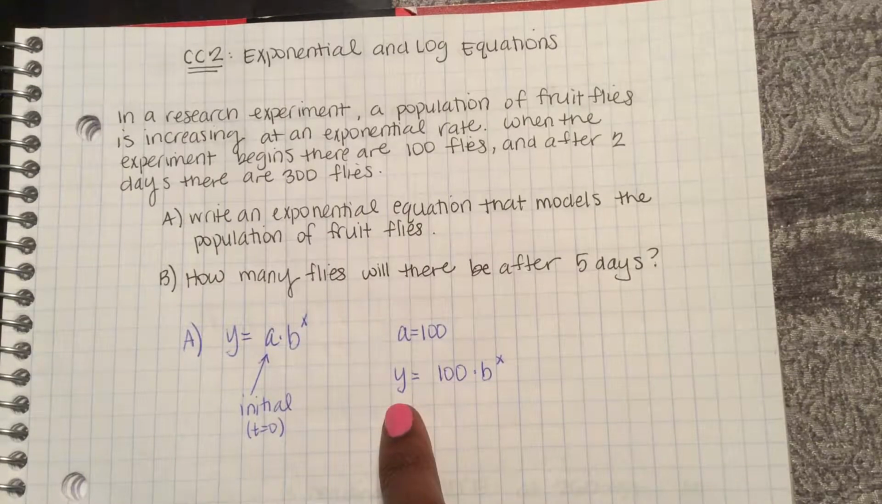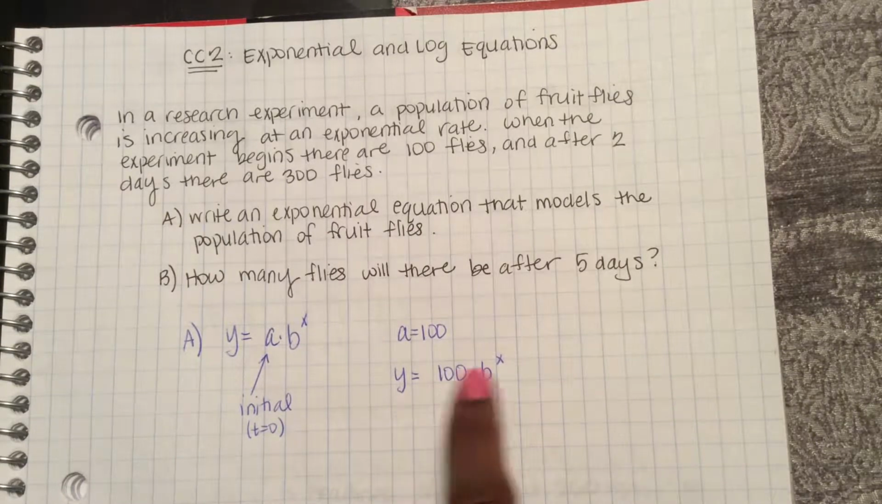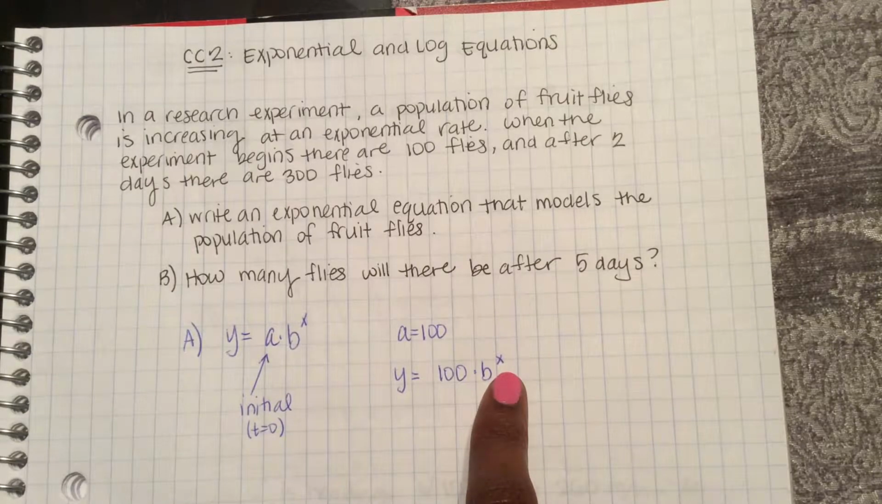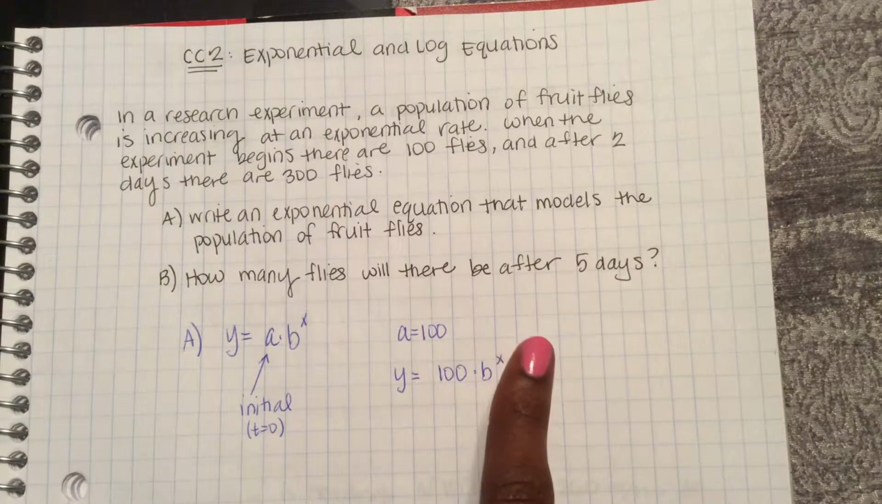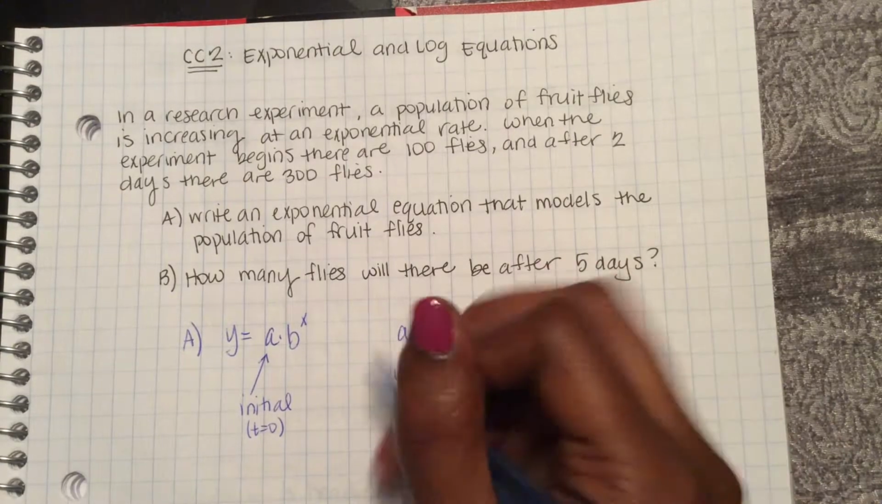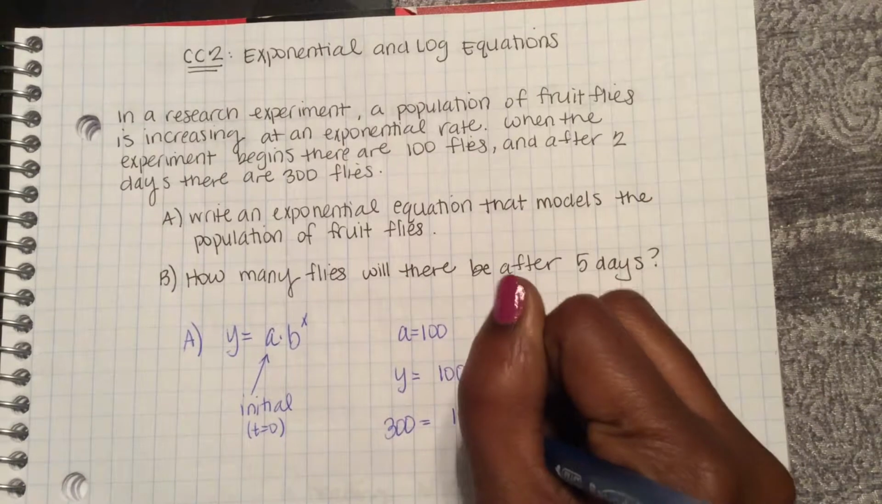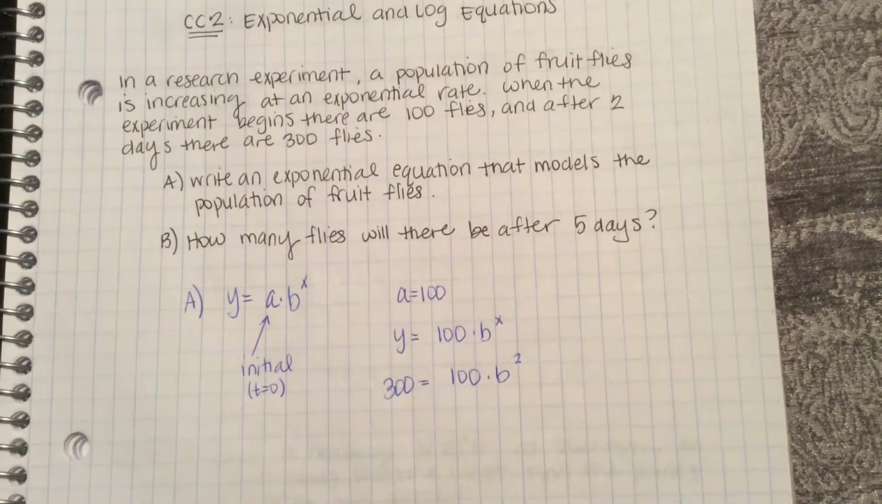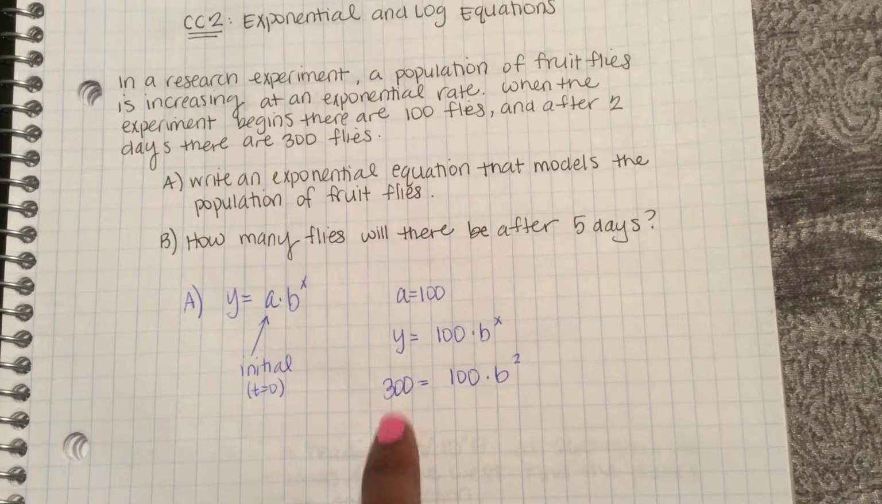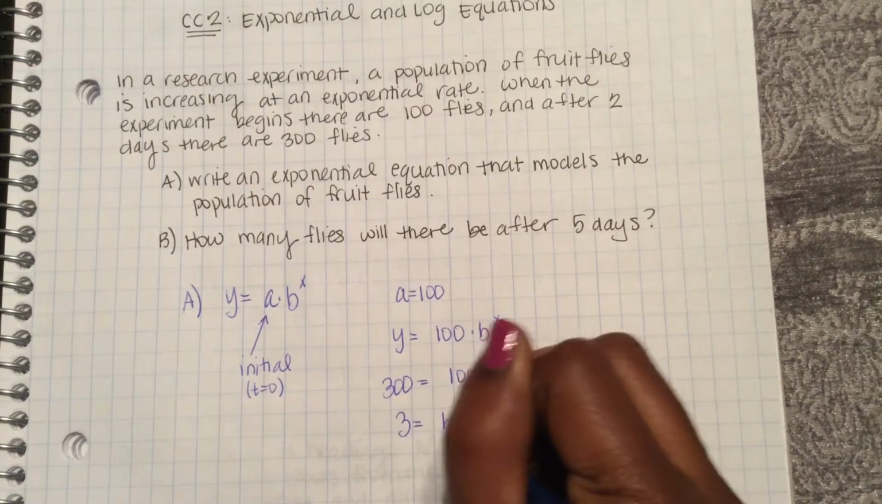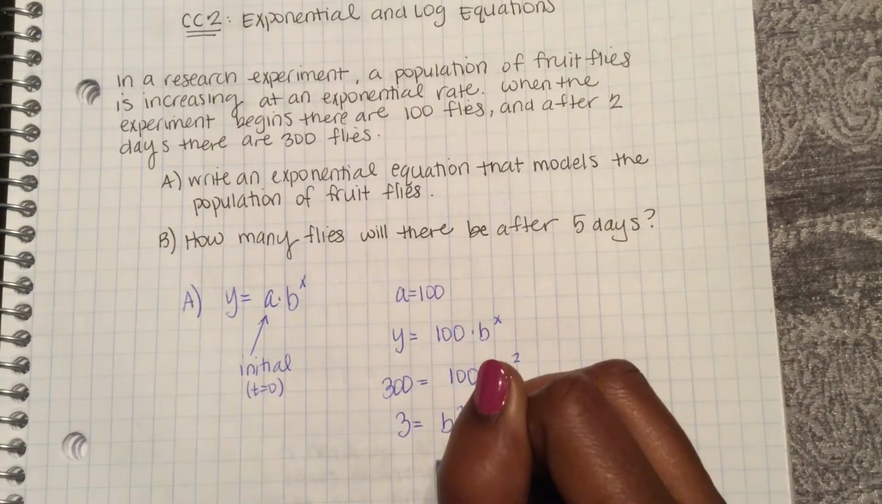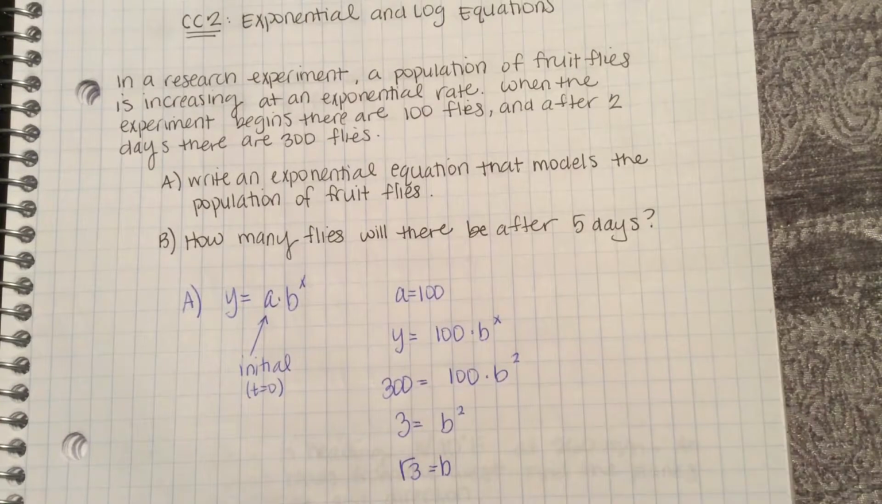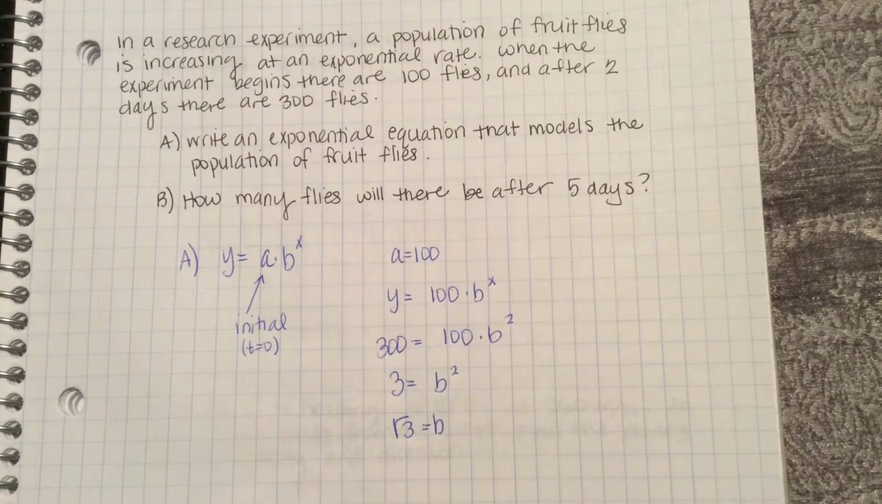Well, y is going to be the number of fruit flies. X is the number of days. So they said after 2 days, there are 300 flies. So there are 300 flies after 2 days. So now I will solve for b. I'm going to divide by 100. 3 equals b squared. Take the square root. b is the square root of 3.